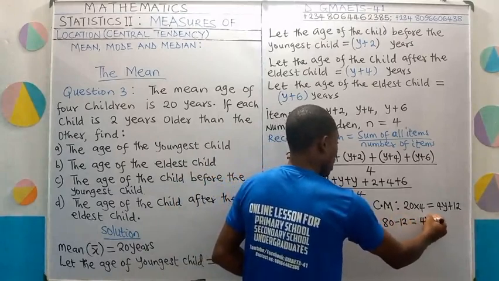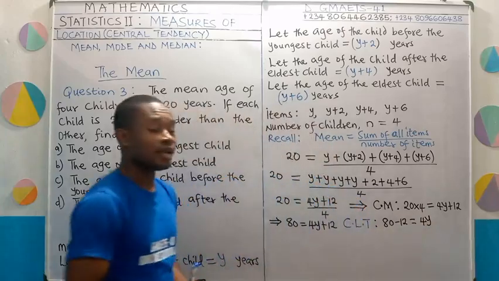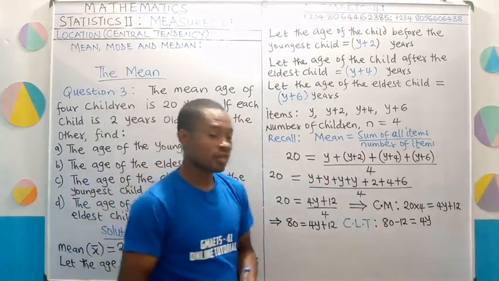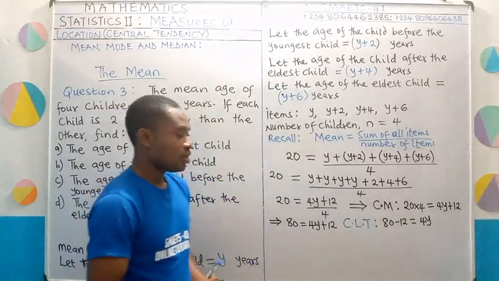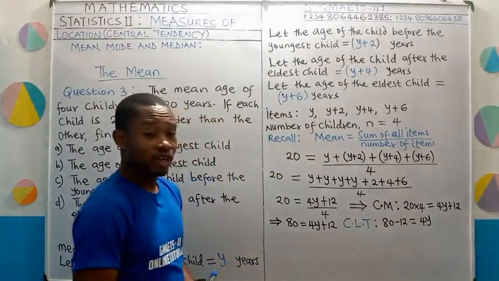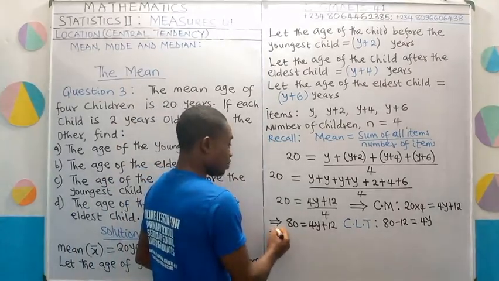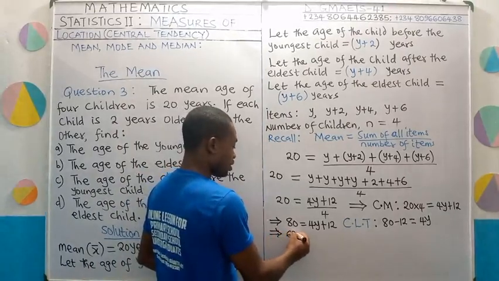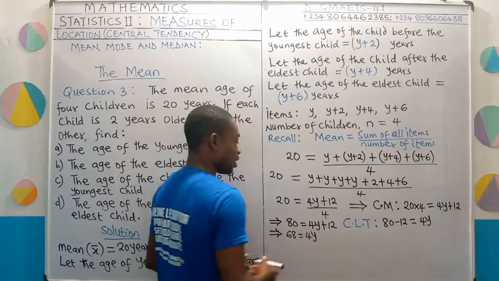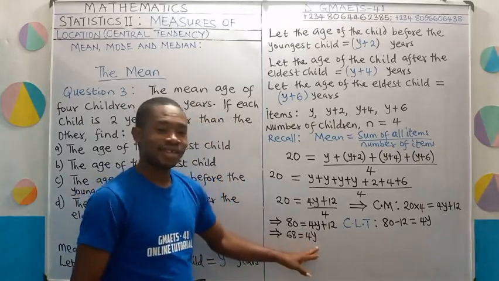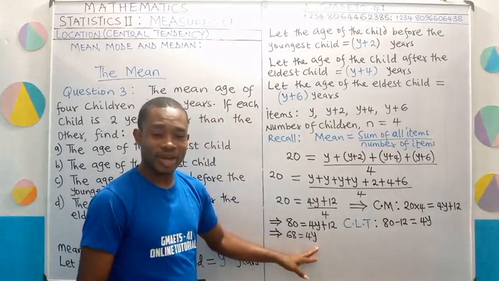That will be equal to 4y. Then 80 minus 12 will give us what? That's 68. 80 minus 12 will give us 68. So, again, it implies that 68 is equal to 4y. We are looking for y. Y has a coefficient now.